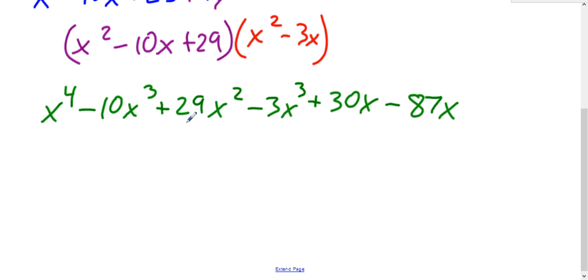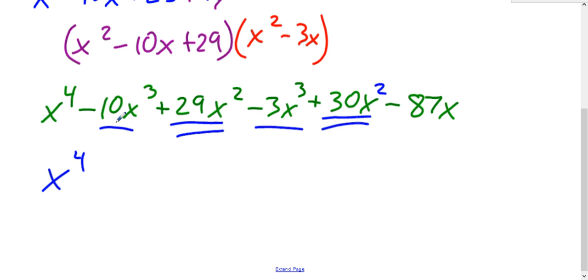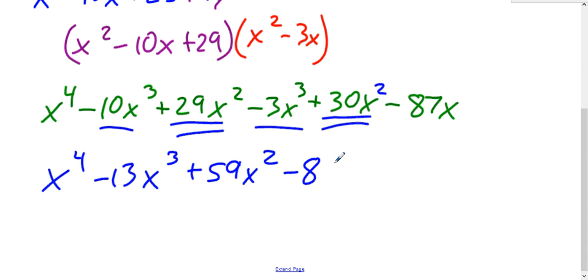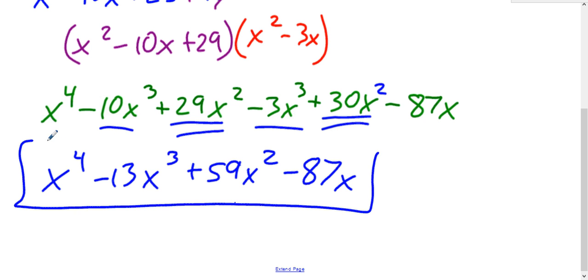Combine like terms, so our x cubes, and oh, that should be squared. And combine our x squareds. So x to the fourth, negative 10, negative 3 is negative 13. 29 plus 30 is 59. And then minus 87x. It's all multiplied out, so that's our answer.